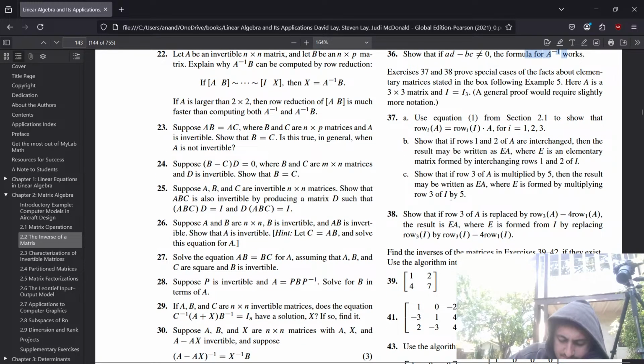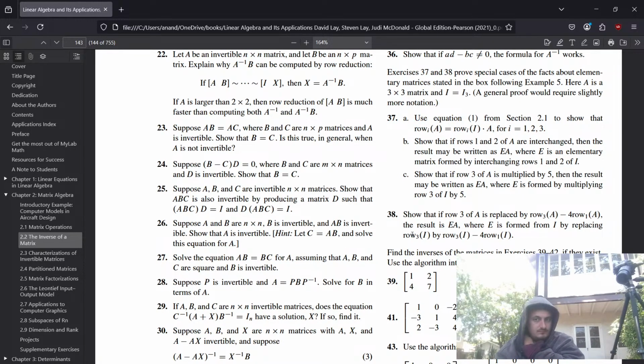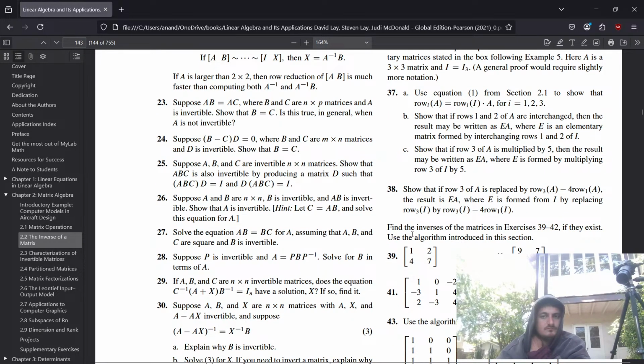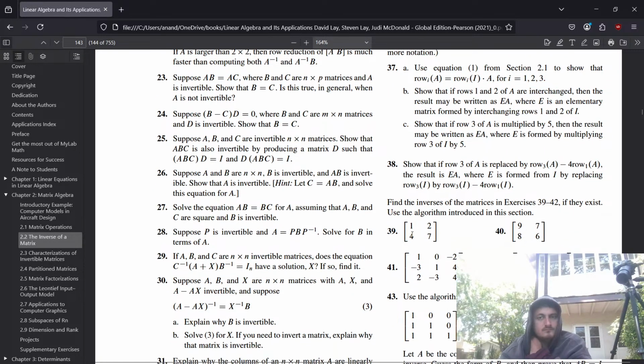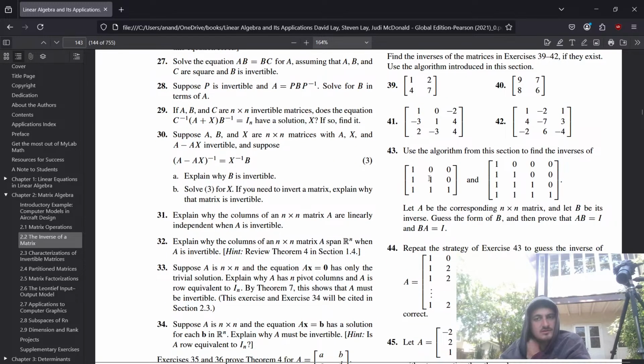38 I wanted to do though. 37 we just did. I mean, we don't really need to show much more than that. We can skip all of these. Use the algorithm, find the inverses of those. We can skip all of those. Well, you know what? Maybe we'll just use a computer to do them, just to look at them.